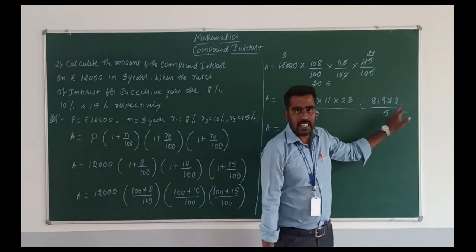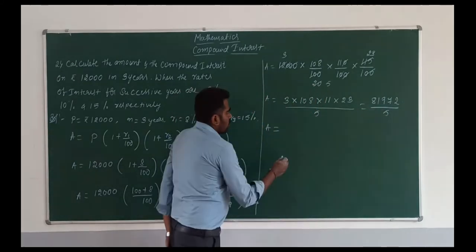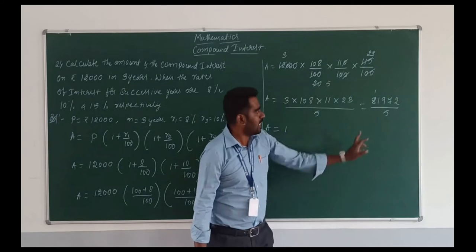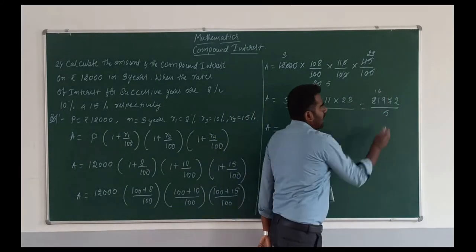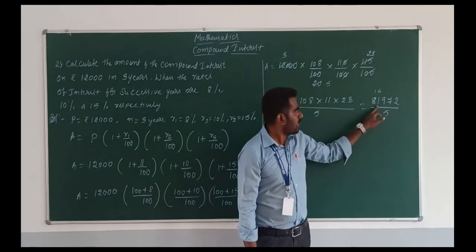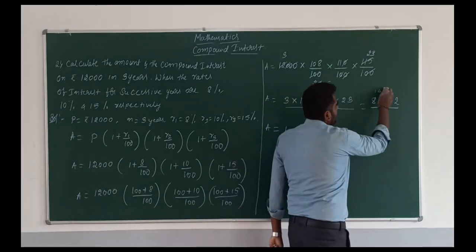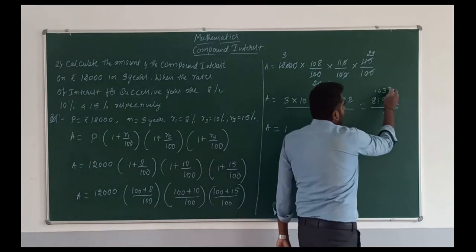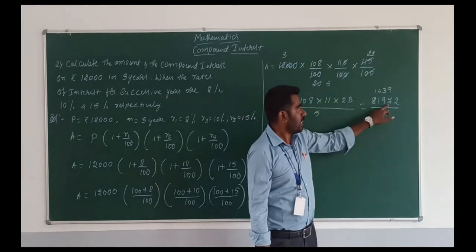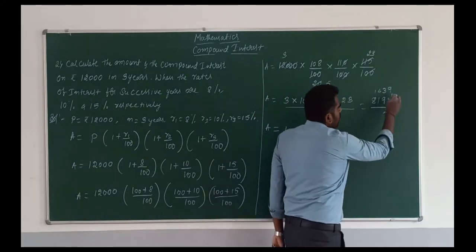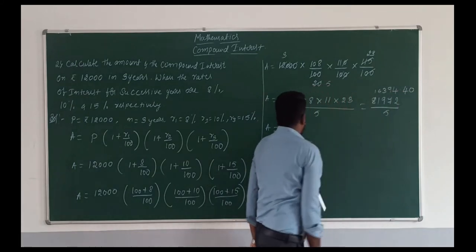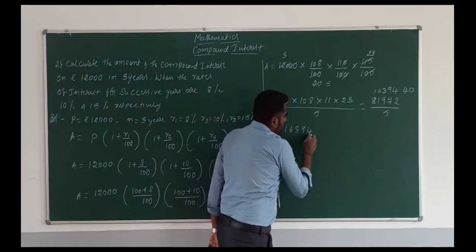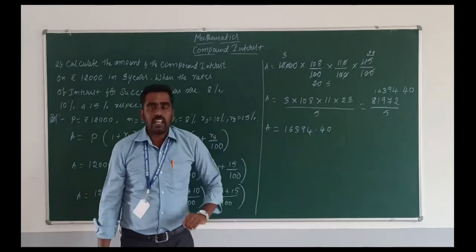81,972 by 5. So 5 ones are 5. Remainder is 3. It becomes 31. 5 6s are 30. Remainder is 1. It becomes 19. 5 3s are 15. Remainder is 4. 47. Again 5 9s are 45. Remainder is 2. 2 becomes 20, 5 4s are 20. So amount is 16,394.40. Now we got the amount.